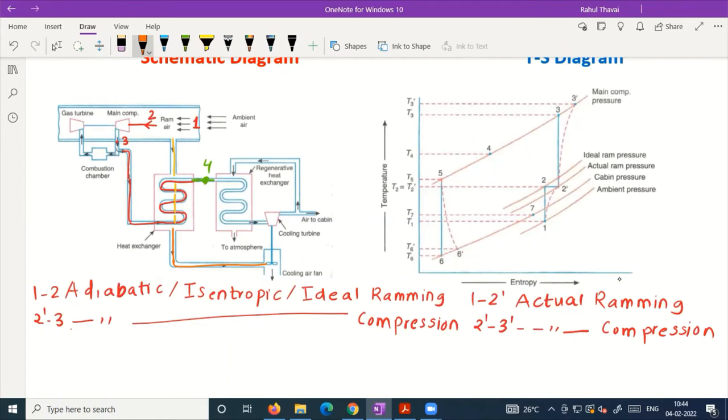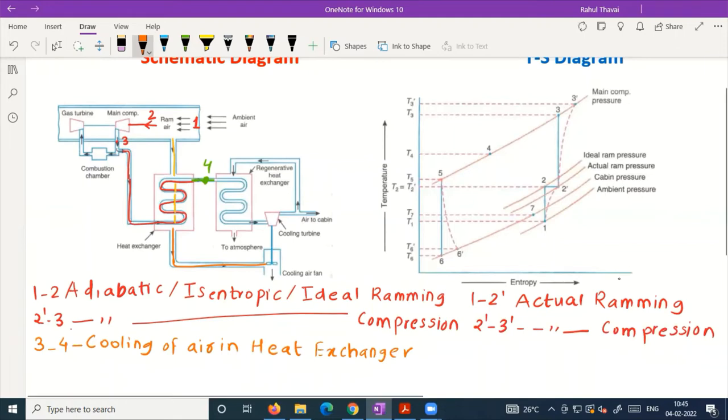So the cold air will flow on these tubes through which the compressed air is flowing, and they will exchange the heat. Now the hot air which is coming out of the heat exchanger is drawn by the cooling air fan and exhausted. So I'll mention here that process 3 to 4 is the cooling of air in the heat exchanger.